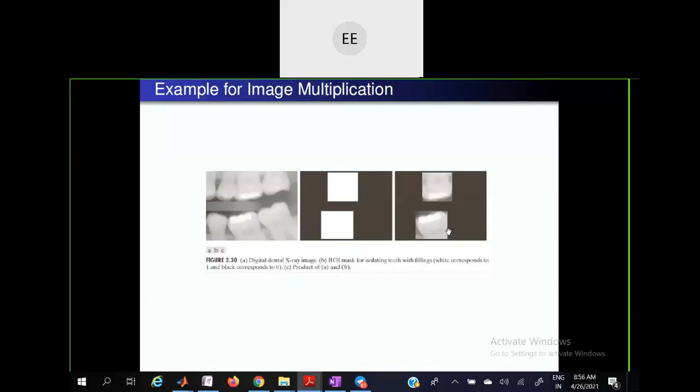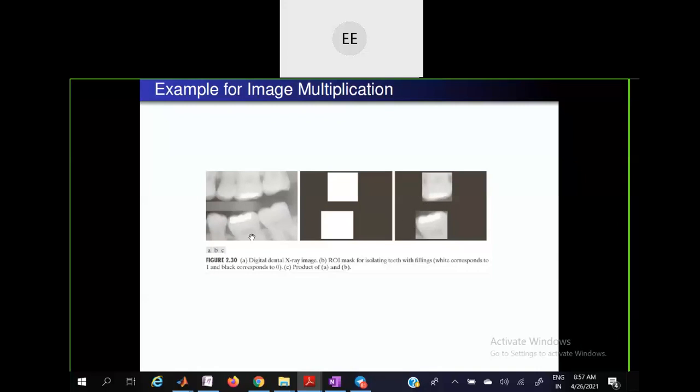So multiplication. This is an application. For example, this is a dental X-ray image. I just want to see only this region, not the rest of the region. So what you do is you multiply with this type of mask. White is 1 and black is 0. So what happens is 0 into anything will be 0. You can notice that here. And 1 into anything, you will get back that value here. So the doctor can now carefully look at this region and try to take some decision.